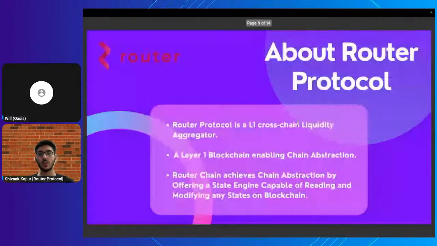So moving on with the introduction, talking about what Router Protocol is. Router Protocol is basically a cross-chain layer one liquidity aggregator. It's a layer one blockchain which enables chain abstraction. You can build a dApp on Router Protocol and it can easily go cross-chain in any ecosystem. We have three different products, and I'll be covering them in a while.